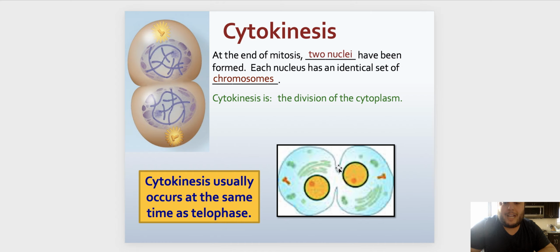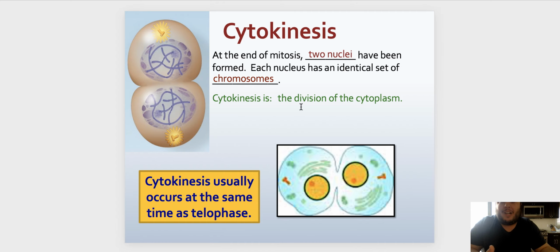Those furrows are going to continue to move inward, and they're going to continue to move inward until it just pinches off, and now you have two separate cells. So the furrow is going to keep moving in until the cytoplasm just splits and it divides into two cells. And that's what cytokinesis is.